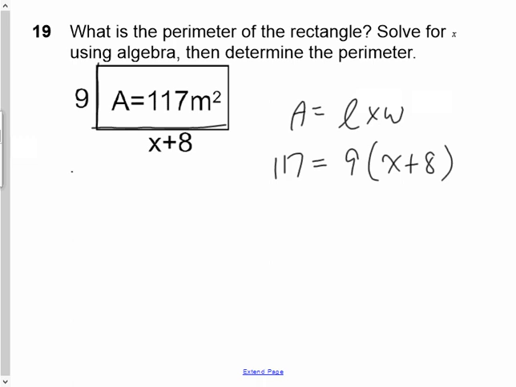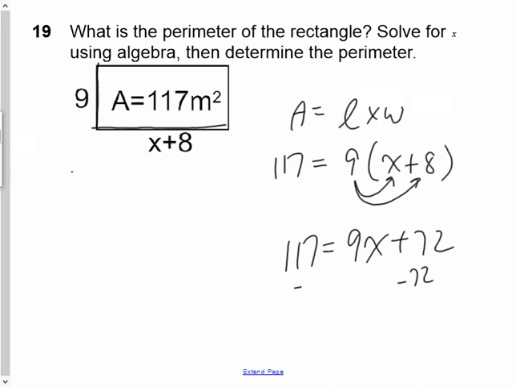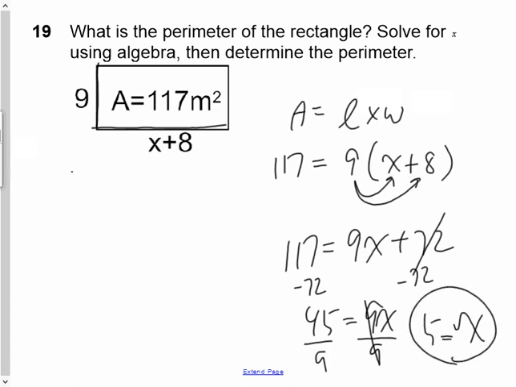So the area equals the length multiplied by the width. Now, since we have it set up this way, we have to utilize distributive property. So 9 times x plus 8 will be 9 x's and 9 eights, which is 72. So the area equals 9x plus 72. And then we just isolate the variable by subtracting 72 from both sides. I get 9x equals 117 minus 72, which is 45. Divide both sides by 9. And x equals 5.